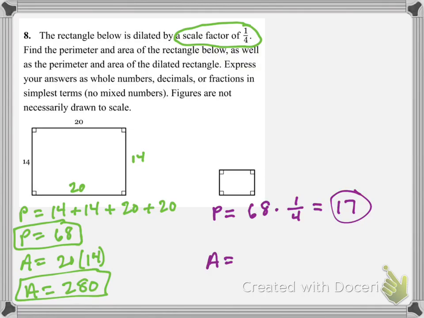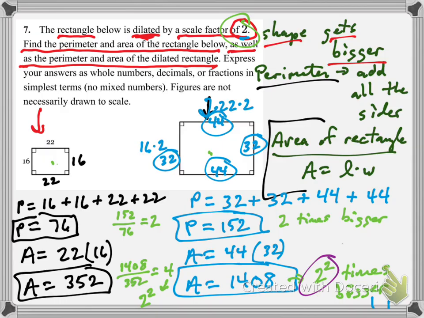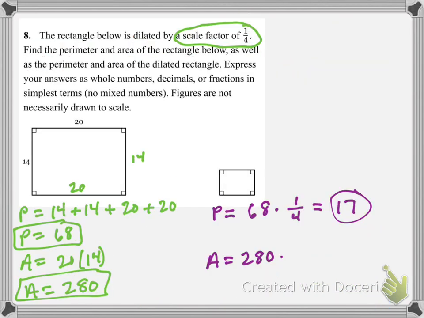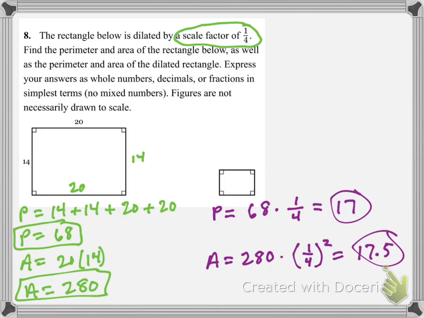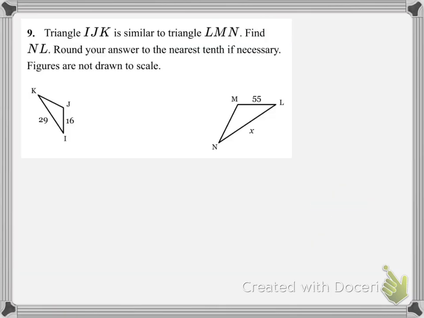Area, so if I took the original area of 280, now remember, it was the scale factor squared times bigger. Well, the scale factor is 1/4, so 1/4 squared. So in my calculator, 280 times 1/4 squared, 17.5. So that's actually an easier way to do those problems, which really helps a lot. You can do it either way. You can do all this, or you can just do it this way. Up to you. All right, almost done.